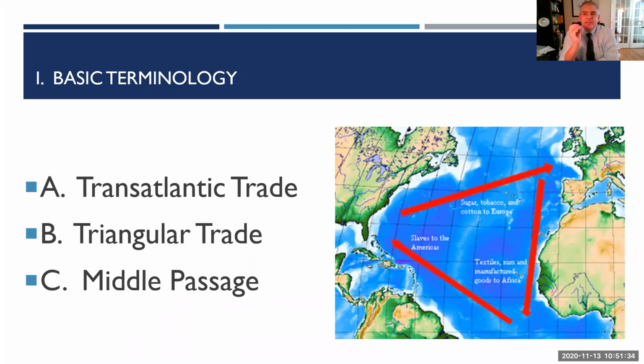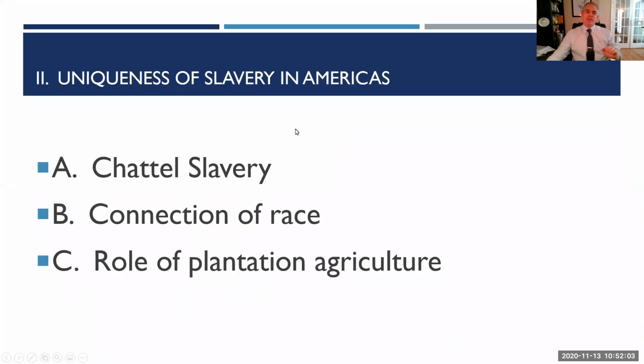And the last thing is the Middle Passage. And the Middle Passage is a reference to the segment of the triangular trade that connects Africa to the Americas. And along this segment travels the enslaved Africans who have been transported to the Americas to be bought and sold into the system of slavery in the Americas. So those three terms are basic terms that you want to just understand as we talk about this trade system.